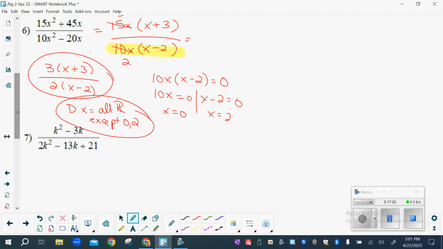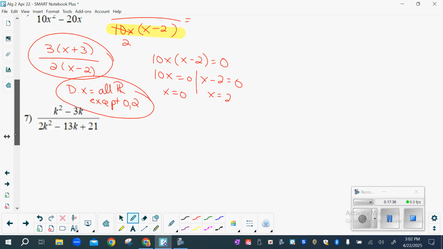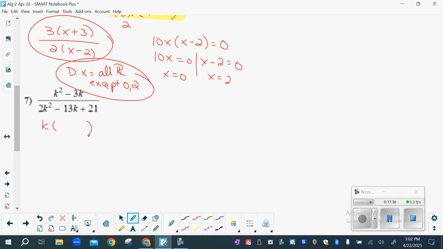But, okay, so number 7. What do I do in the numerator there? How do I factor that? Okay, good. So this would be k times what? What's left when I take the k out? Okay. K times? You want to finish it, Dexter? I got it. Good. K times k minus 2.